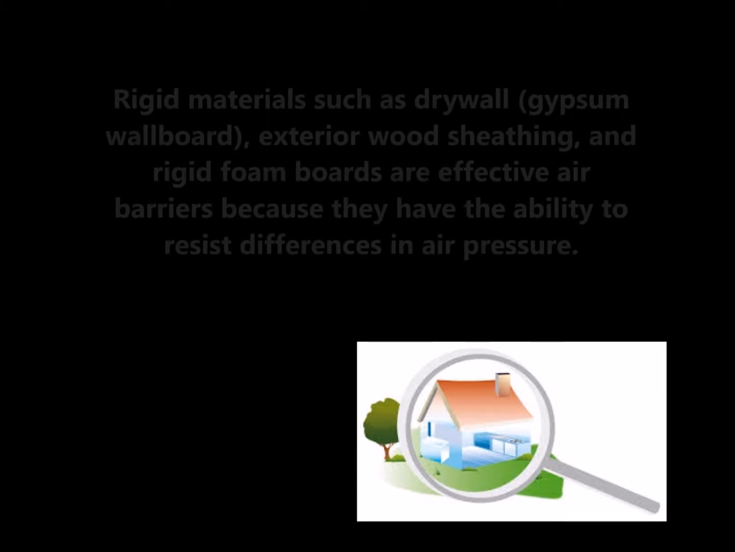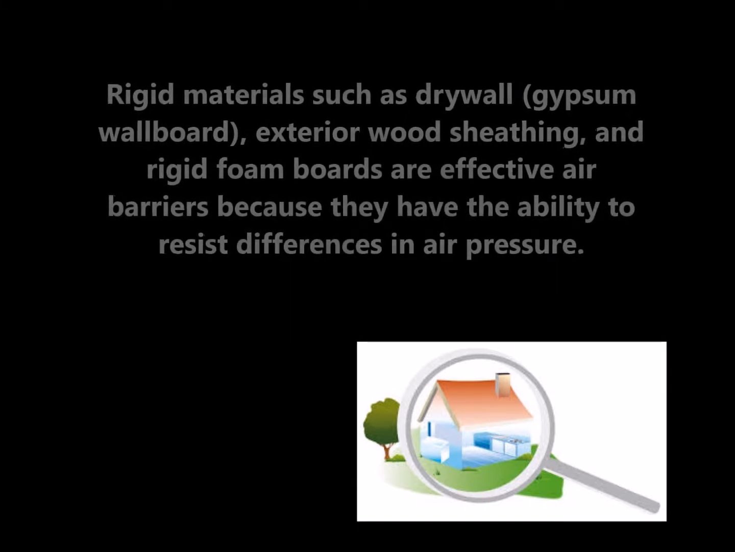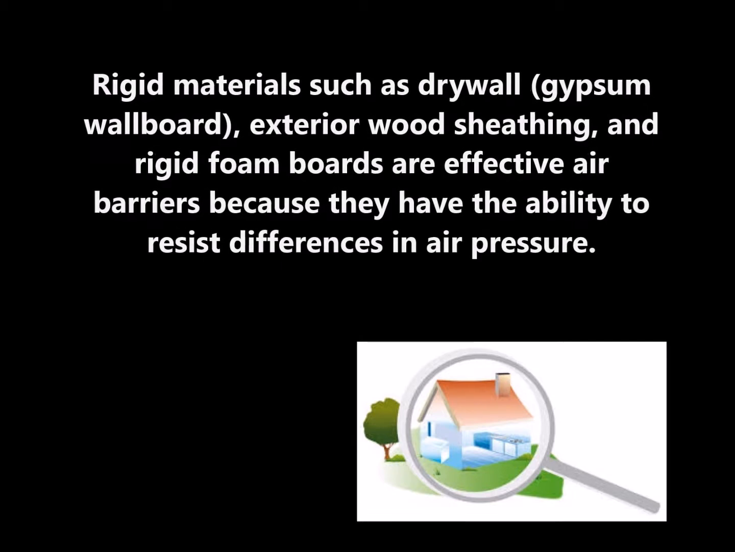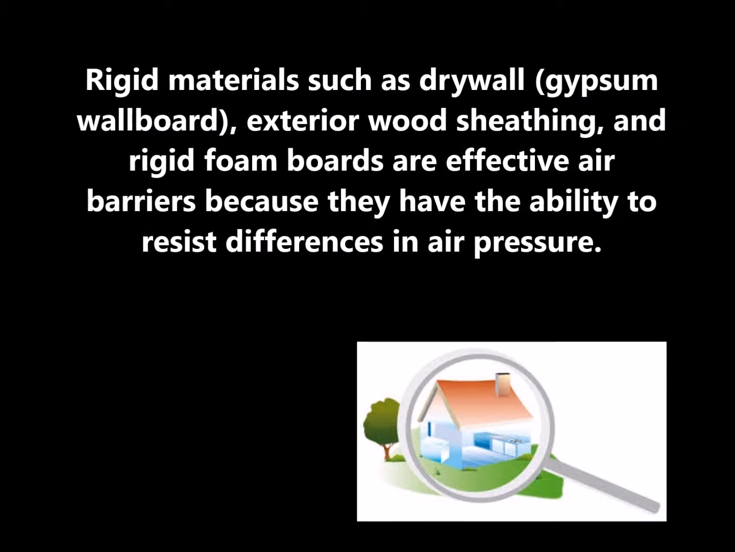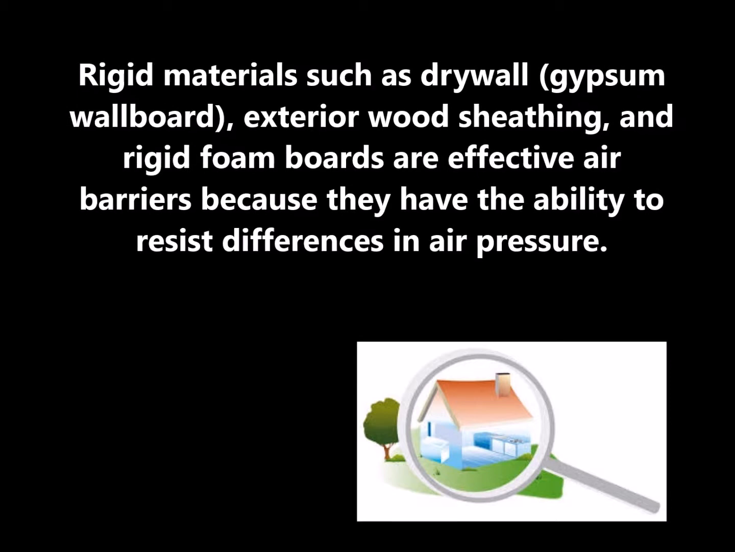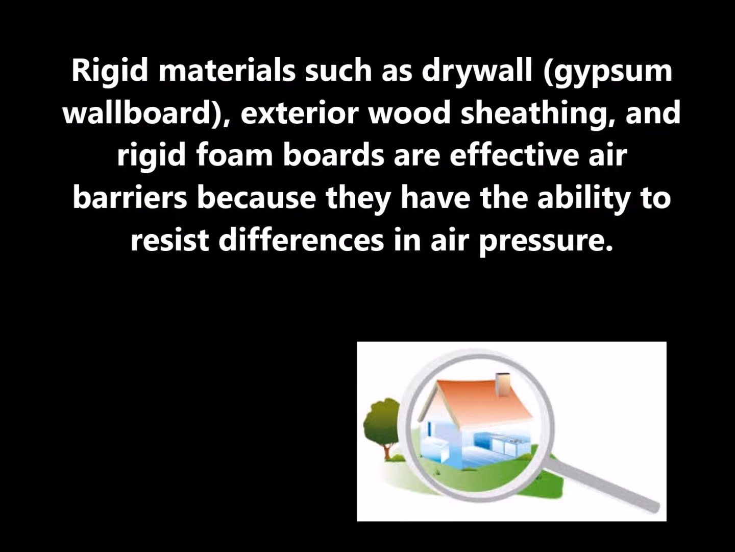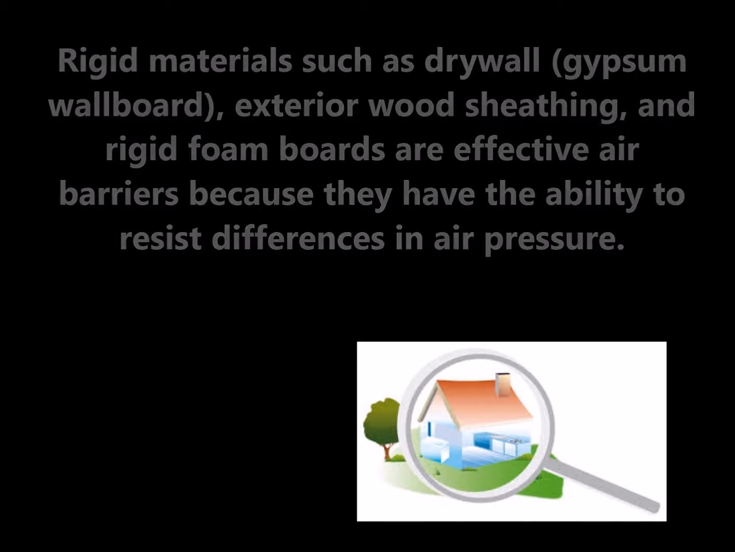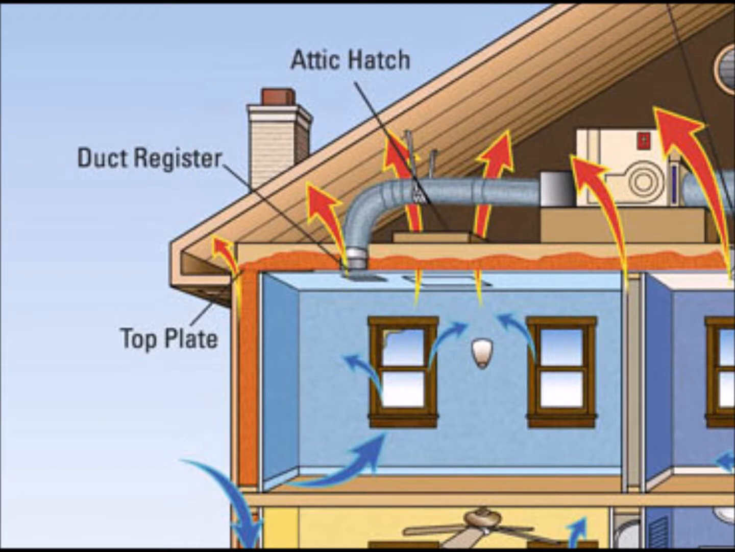Rigid materials such as drywall, gypsum wallboard, exterior wood sheathing, and rigid foam boards are effective air barriers because they have the ability to resist differences in air pressure. There are 4 general methods to provide an effective home air barrier system. 2 of these approaches place the air barrier on the inside of the thermal envelope, and 2 place the barrier on the exterior of it.